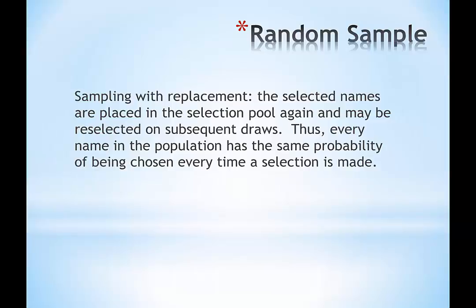Thus, every name in the population has the same probability of being chosen every time a selection is made. It would be like if you had a deck of cards, you shuffle the deck of 52, you say take a card, any card, you pull a card, and then you give it back. The dealer shuffles the deck of 52 again, and you say take a card, any card. That's sampling with replacement. You put the card back in the deck. In this case, we're going to put the name back in the population, so in theory it could be sampled again. You'll see why, in essence, it really doesn't make much of a difference, especially if the population is large.